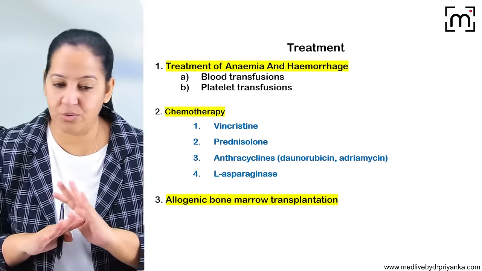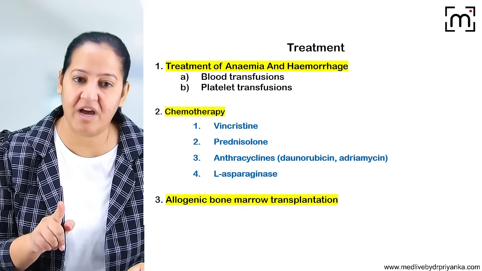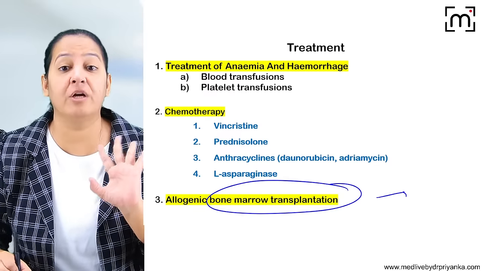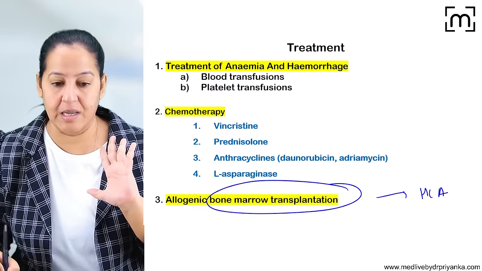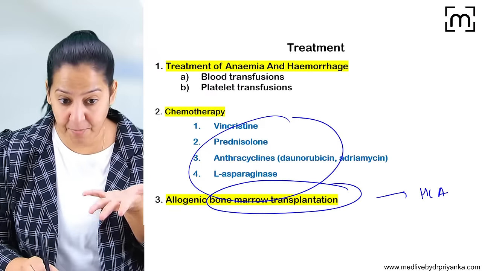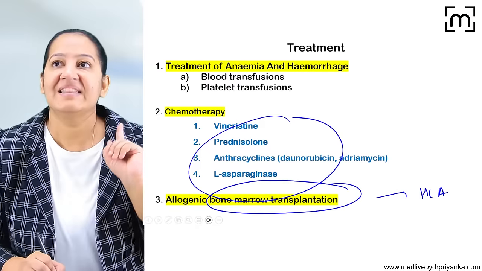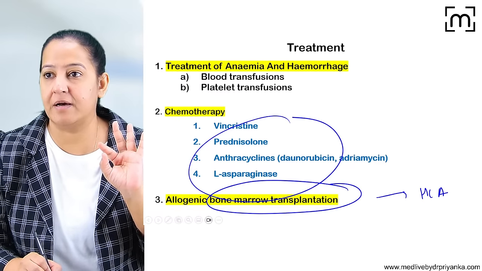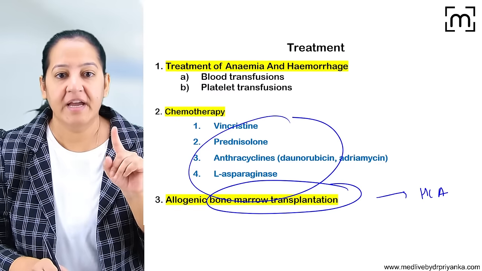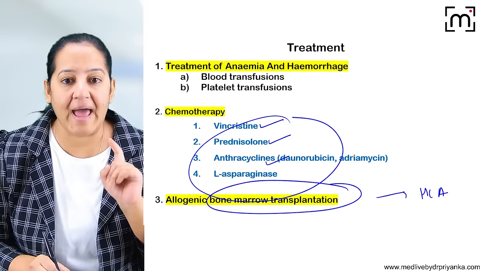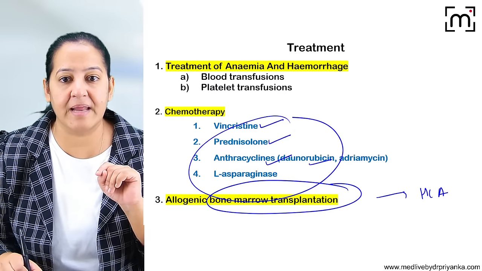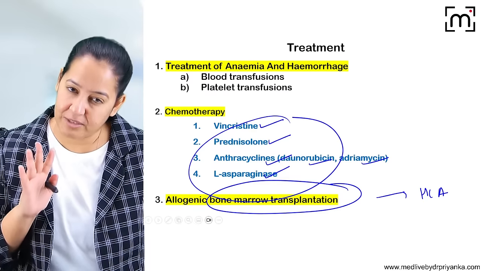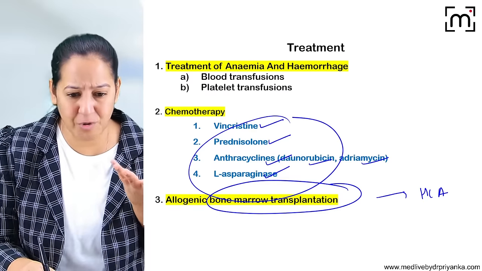Treatment, again, we don't have any targeted therapy. In CML, we have targeted therapy, but here we don't. So we do bone marrow transplant, the best treatment, if the donor is available and HLA matching is done. Otherwise, chemotherapy is the option. But the chemotherapy drugs are different. In AML, we have seen the chemotherapy drugs such as thioguanine and cytosine arabinoside. Here we have vincristine, prednisolone, anthracyclines, that is daunorubicin and adriamycin, and L-asparaginase. So these are the chemotherapy drugs we give here.